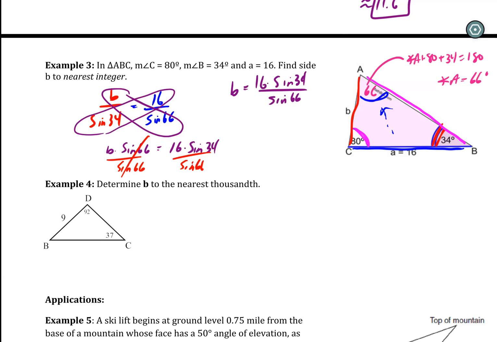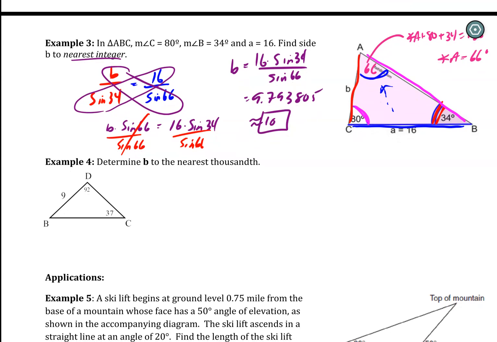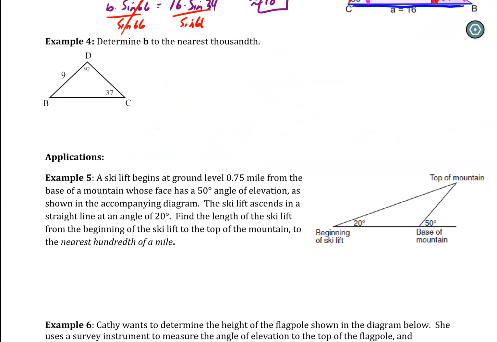And if we plug that into our calculator, we get 9.793805... To the nearest integer, approximately 10 units long. All right, so a little extra tricky part there. You have to do a little work off to the side, but again, nothing overly dramatic.